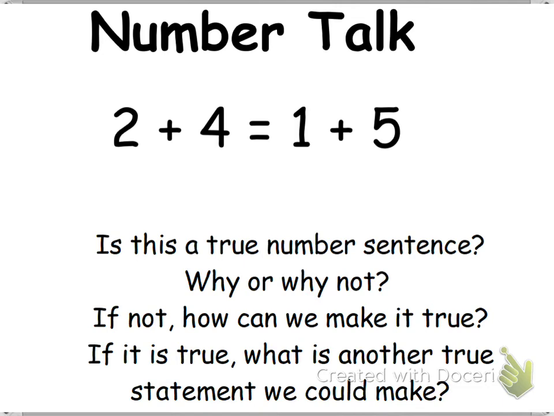Now this is a number sentence, and we have to say if this is true or not, if both of these equal the same thing, which means that they equal the same amount. So let's see. 2 plus 4 equals 1 plus 5. What is 2 plus 4? I want you to whisper in your hand. All right, guys, let it out. Tell it to me. Good. It is 6. Because 4, 5, 6.